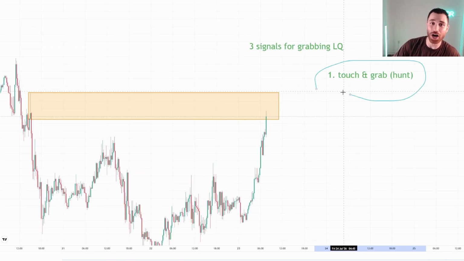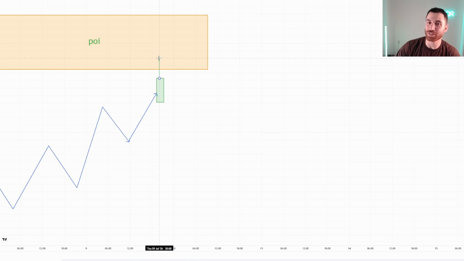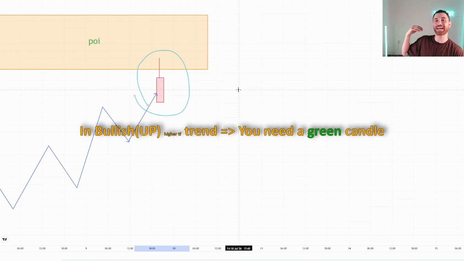First on the list is hunt, also known as touch and grab. When you have a POI and you went back to it, there's a couple of ways you can reach it. One way of doing that is with the shadow, with the wick of the candle. This is way better than reaching it with the body. But you know what's even better than that? If the candle was red, it would be way better.